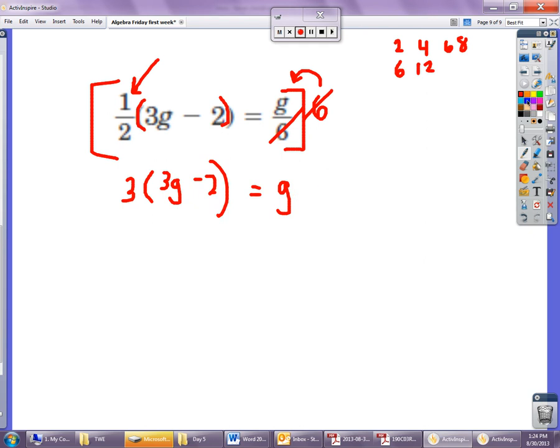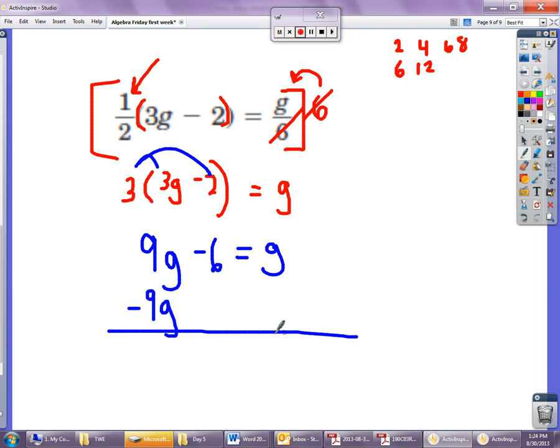And now we have one of those normal problems where we have to distribute. I got rid of all my fractions, which was great. I want to get all my g's to the same side so I can then isolate them. So I'm going to move this over by subtracting 9g. And when I subtract 9g on both sides, it does what I want it to do. It will cancel out on this side. And now all of my variables are on the same side.